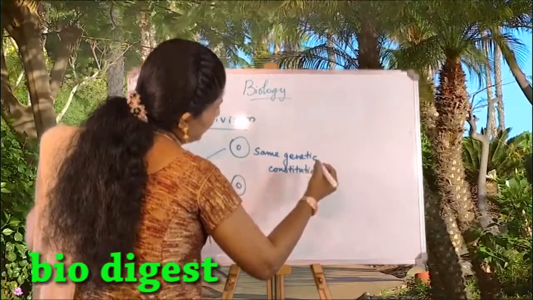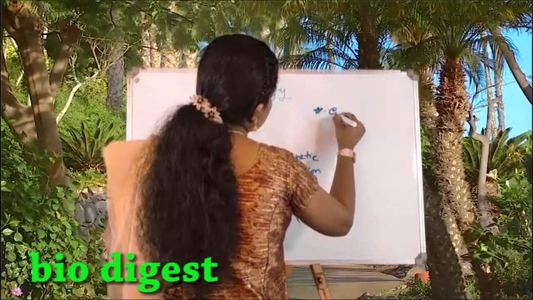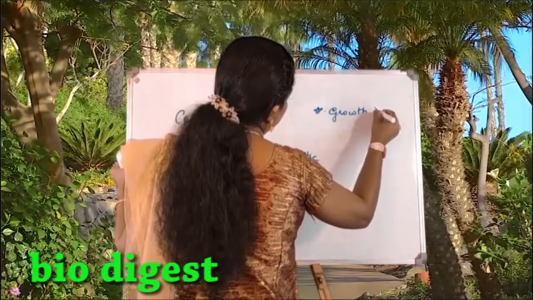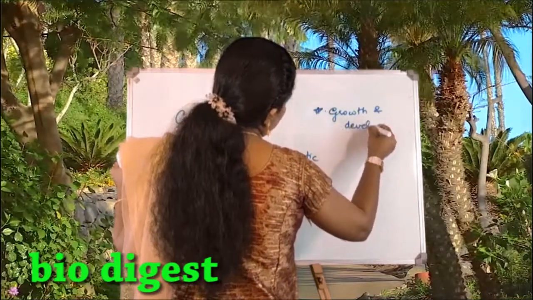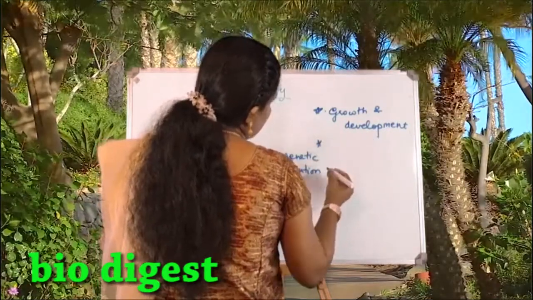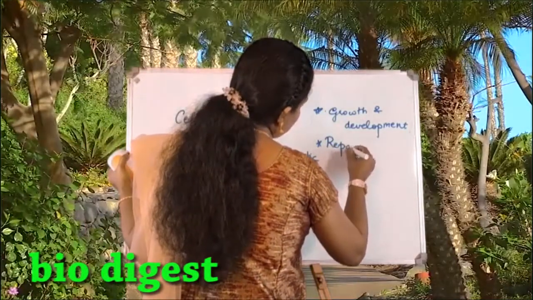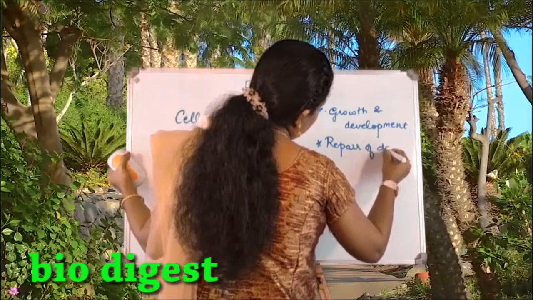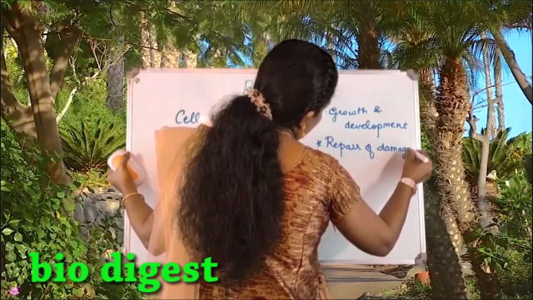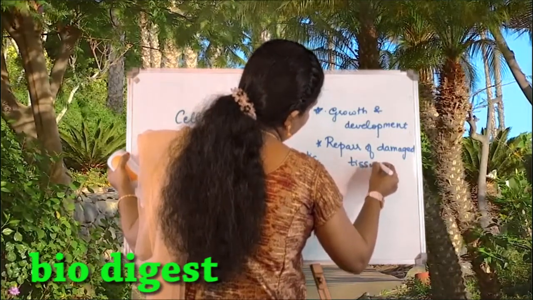Now, what is the need for cell division? Why are the cells dividing? So, the reasons are, first, cell division is actually taking place for growth and development. Second, it is actually helping in the repair of damaged tissues. That means if you are having an injury, it will be helping in repairing that.